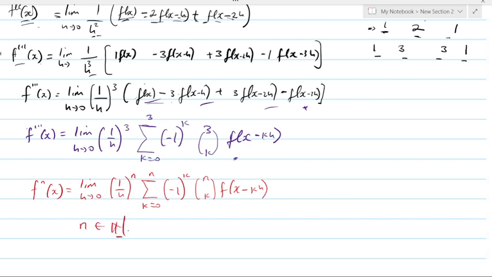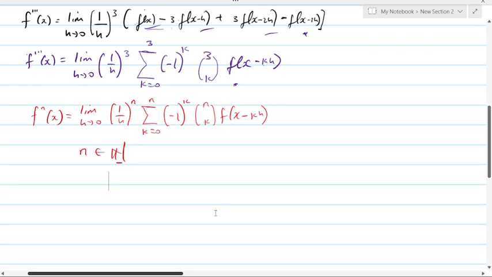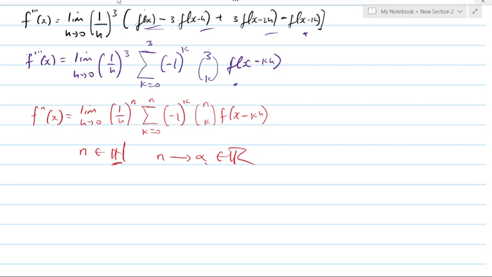So now we want to extend this to fractional derivatives instead of positive integer. So extending n to a fractional derivative, it's a real number. That means that instead of n we are going to substitute alpha. So let's see what we are going to have.